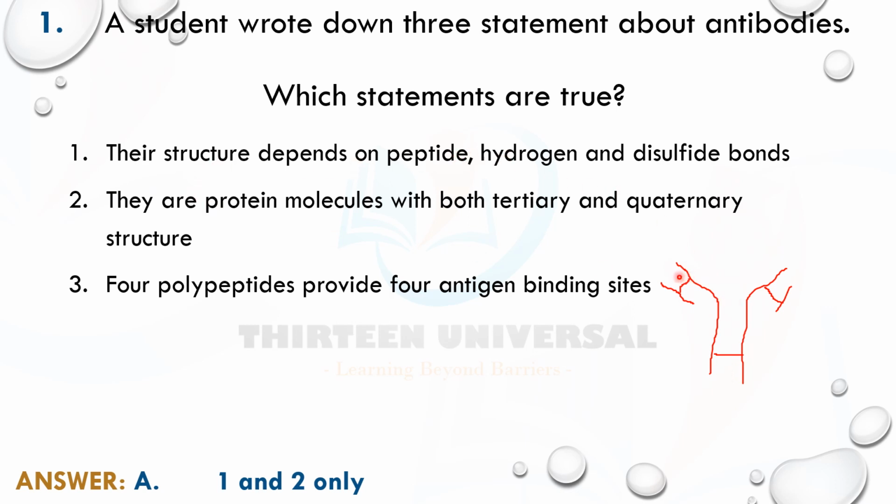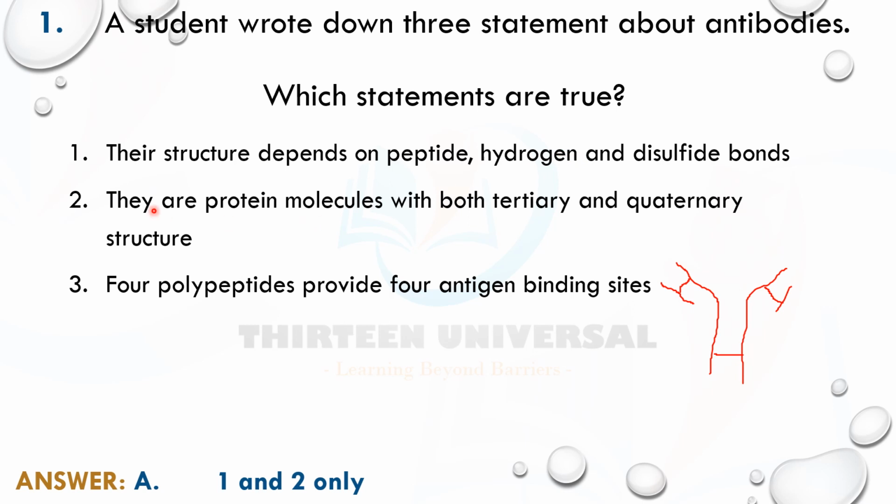So their structure depends on peptide bond. Yes, because there are four polypeptide chains, two long and two short, and a polypeptide has primary structure. Primary structure contains peptide bonds. Of course, they have tertiary, which is this particular shape, and quaternary, more than one polypeptide chain joined together. Hydrogen bonds and disulfide bonds help to support quaternary and tertiary structures. So number one is correct.